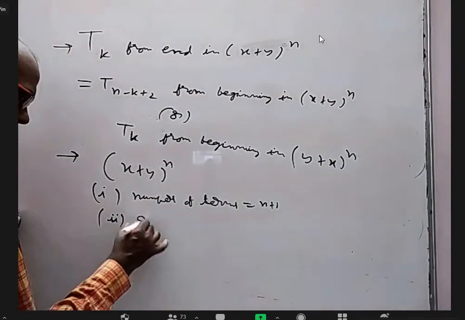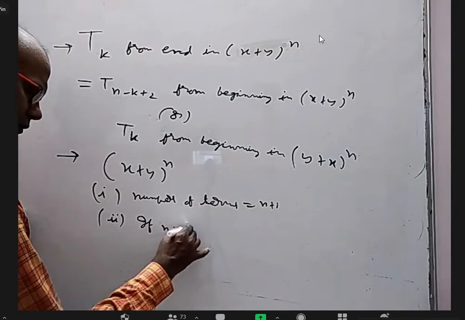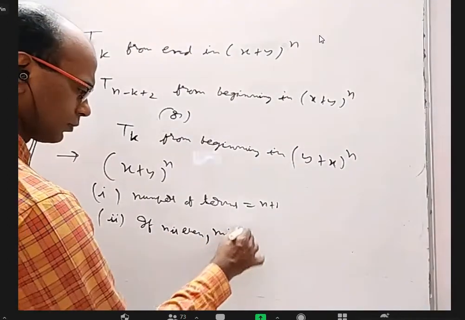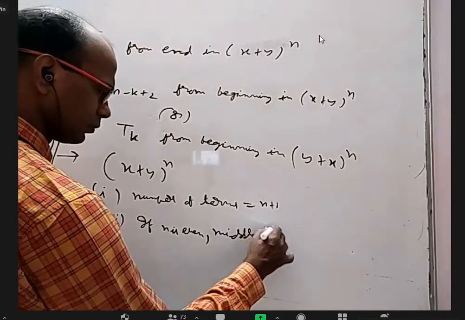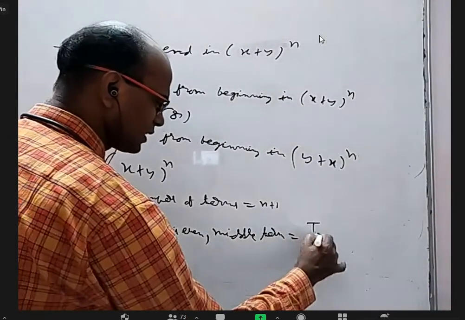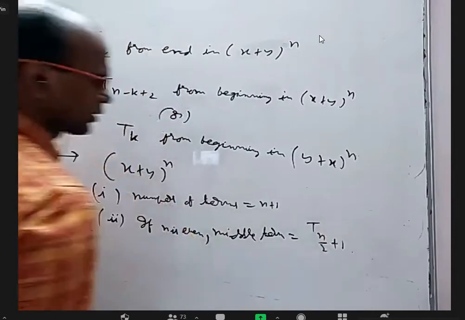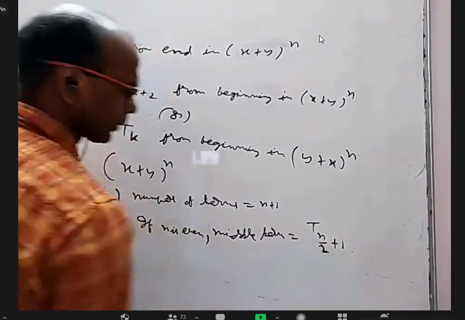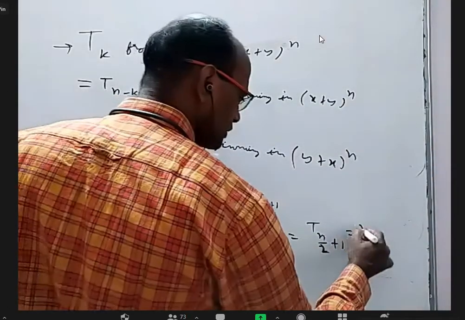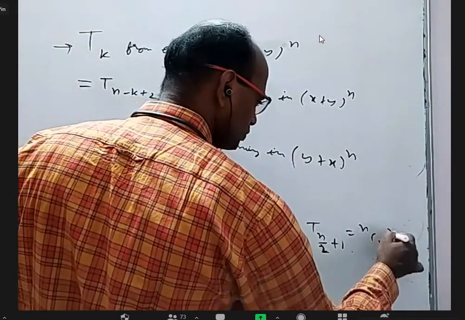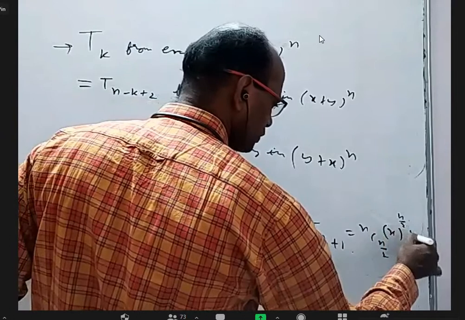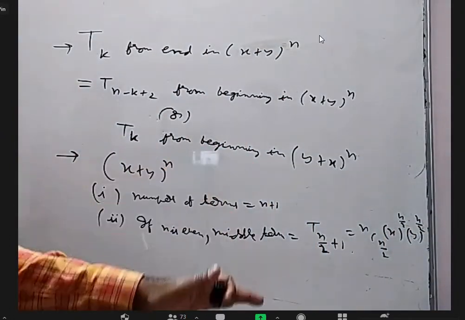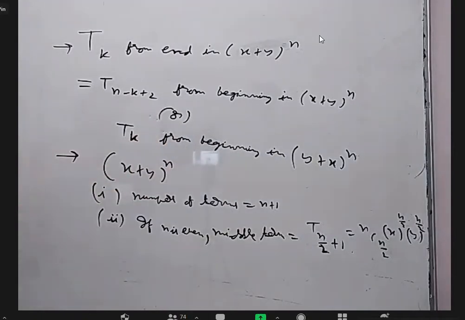So if n is even, what will the middle term be? It is T(n/2 + 1). For example, when n is 10, it is 10/2 + 1. If you want, you can even write this as nC(n/2) x^(n/2) y^(n/2). Right in the middle, x and y will have the same power, and nC(n/2).